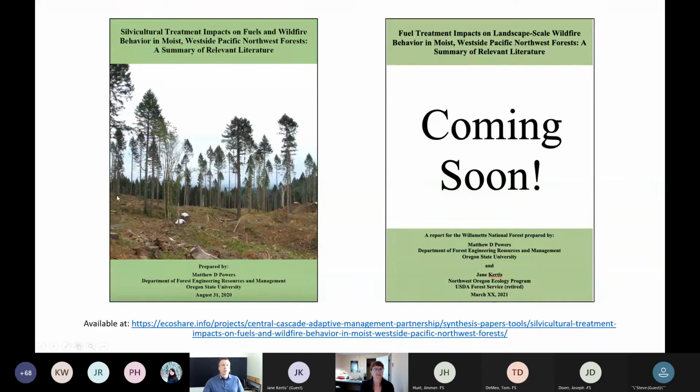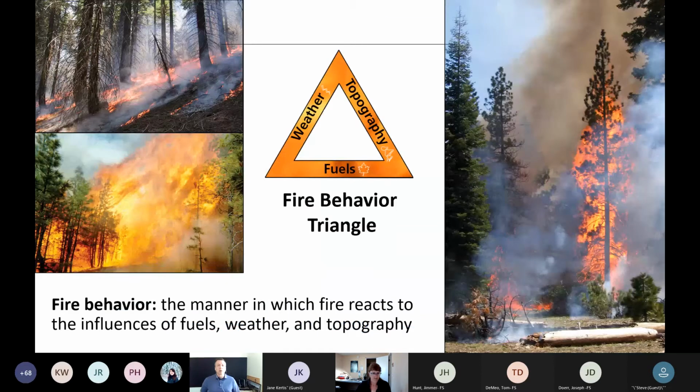One of those, which focuses on stand scale fire effects, this one over on the left, is currently available on the EcoShare website. The second one focuses more on implications for how fuel treatments might impact landscape scale fire behavior and effects. It is currently in progress and should be up on EcoShare sometime in the coming weeks. So those resources are either out there or soon to be, to help provide a little more synthesis of some of what we know about managing fire behavior and effects.